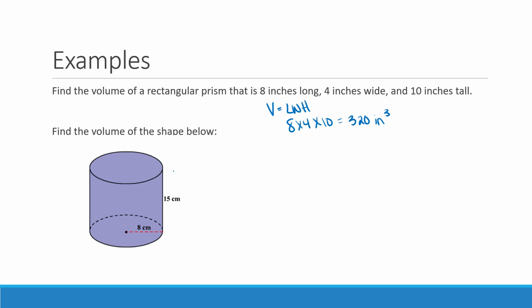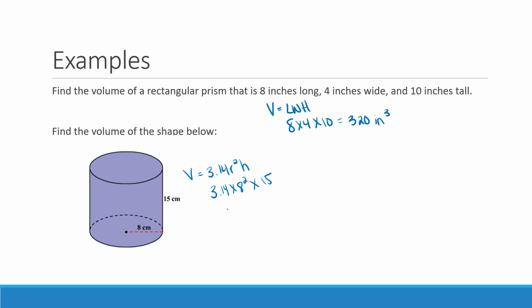This one says find the volume of the shape below. This is where you really might want to print out that slide just so you know what these shapes are. This is a cylinder, so it looks like a can. The volume of a cylinder is pi times your radius squared times your height. So if you look on your formula sheet, this is what's given. Again, this means all of this is being multiplied together. So we're going to do pi times our radius, which is 8 squared, times our height, which is 15.